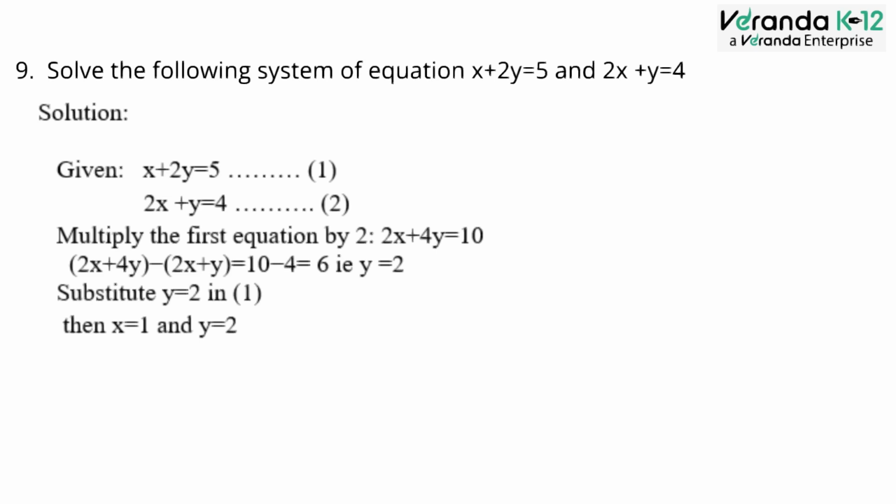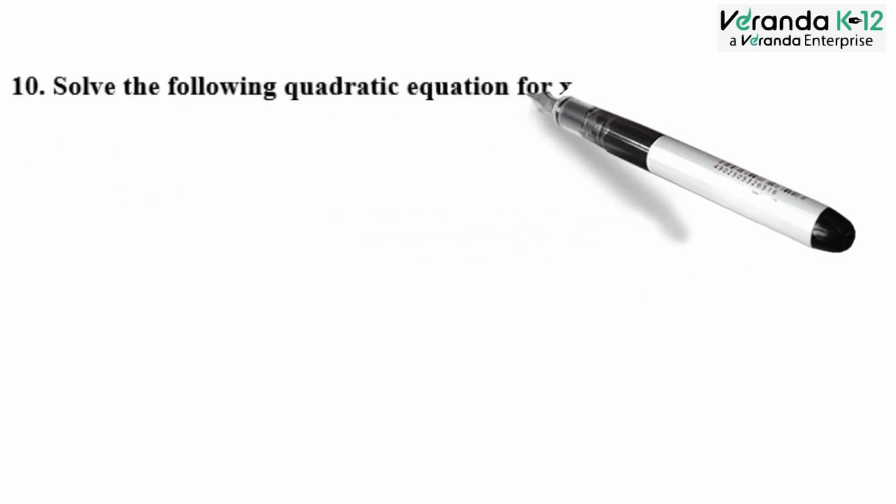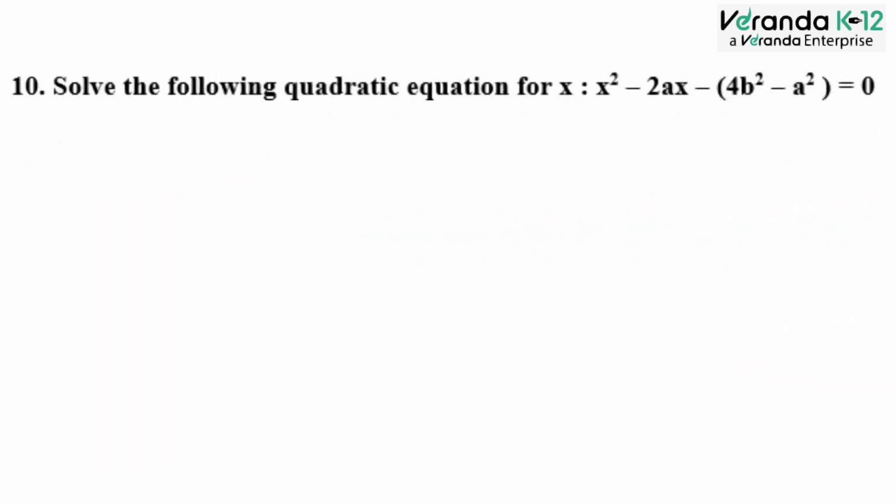Now we are going to subtract the second equation, that is 2x plus y is equal to 4, from the first equation. So after simplification, we will get y is equal to 2. Substitute the value y is equal to 2 in any one of the equations, we will get x is equal to 1. Therefore, the values are x is equal to 1 and y is equal to 2.